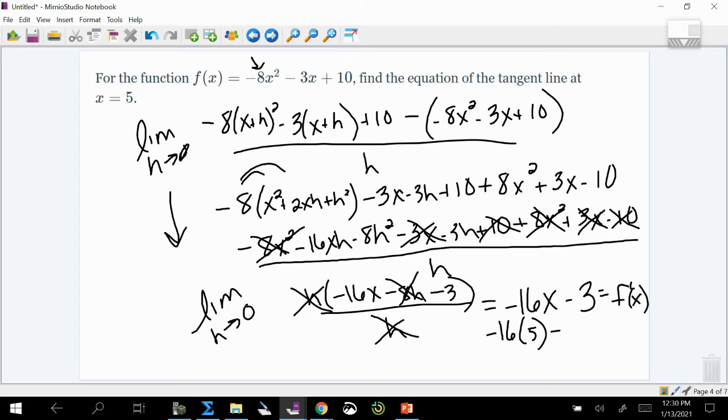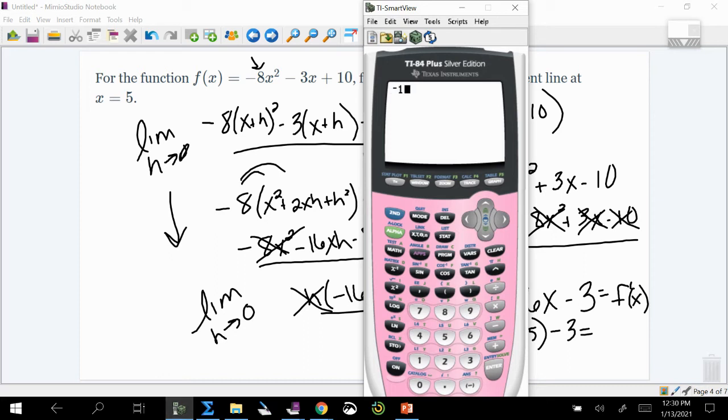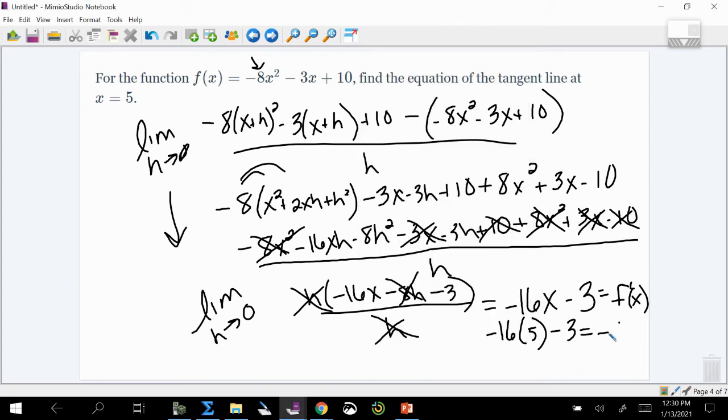So all of that was done so we can find the slope at 5. That's the point they're talking about, the x value they're talking about. So you're going to put 5 in. Again, you can use a calculator if you want. So negative 16 times 5 minus 3 gives me a slope of negative 83.